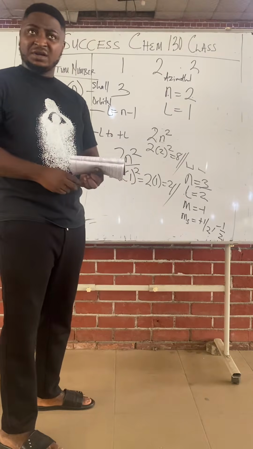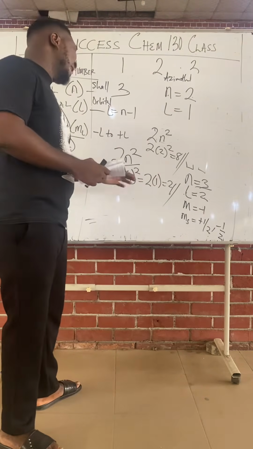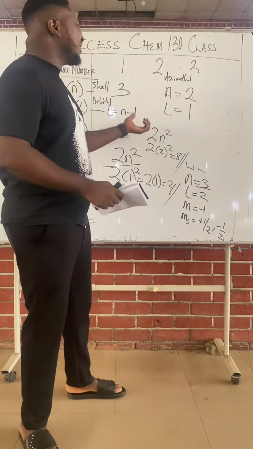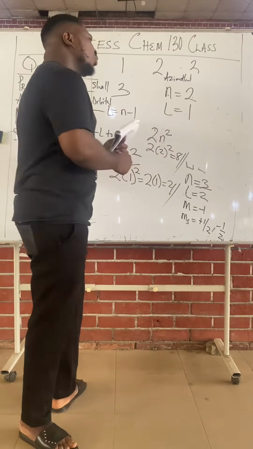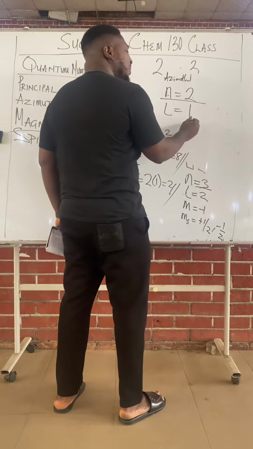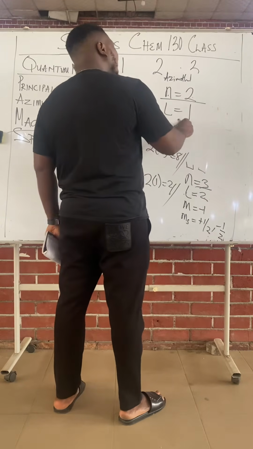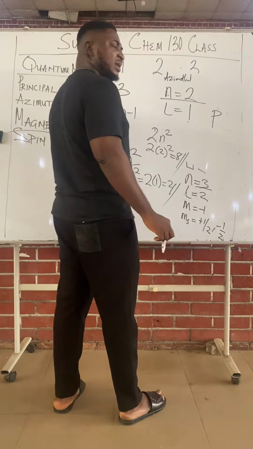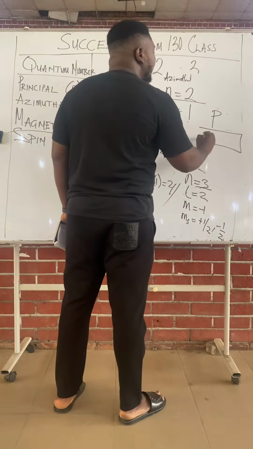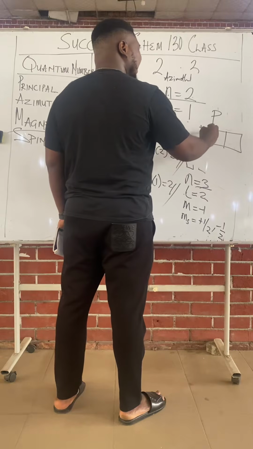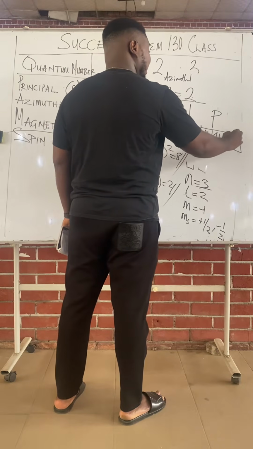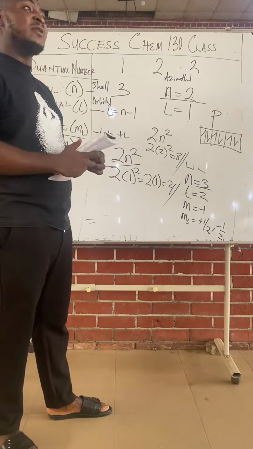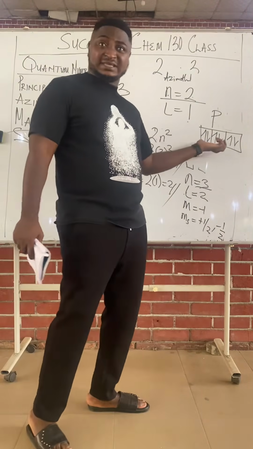You know why? When we use n only, it was because n was the only information they gave us. But if they go ahead to give you the orbital, you will bypass the number of shells and go to the orbital. When l is 1, what orbital are you dealing with? P. And for P, what's the maximum number of electrons a P block can take? 6. So the total number of electrons for this kind of question is 6.